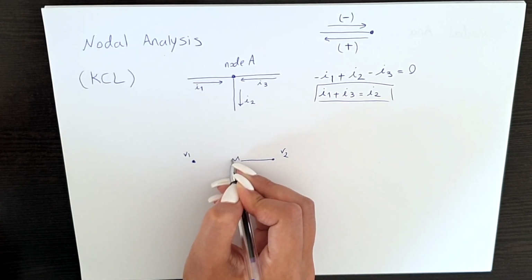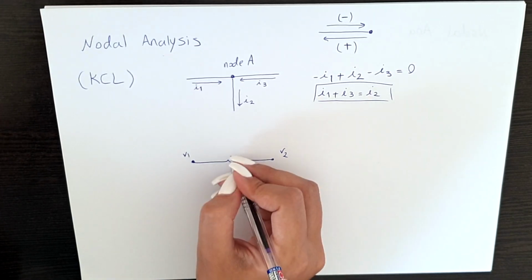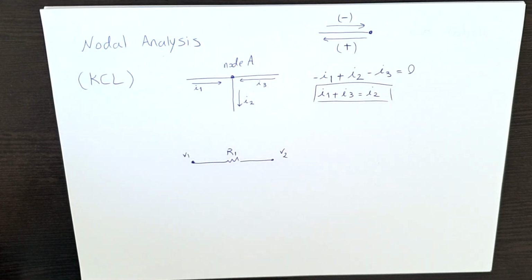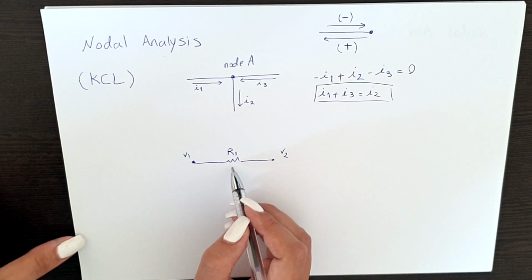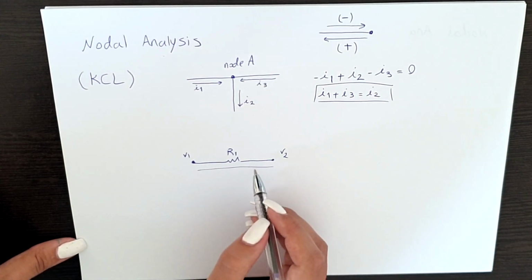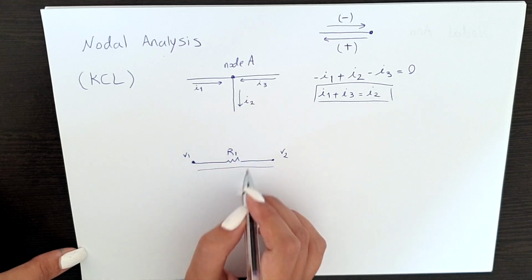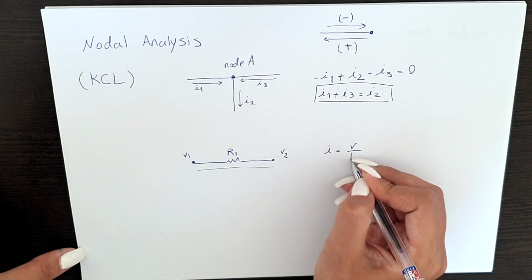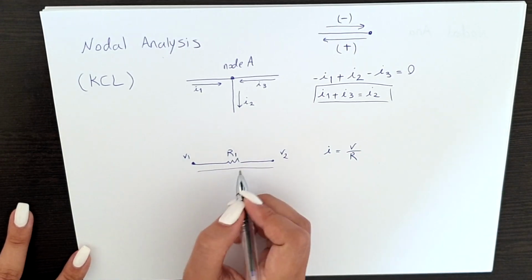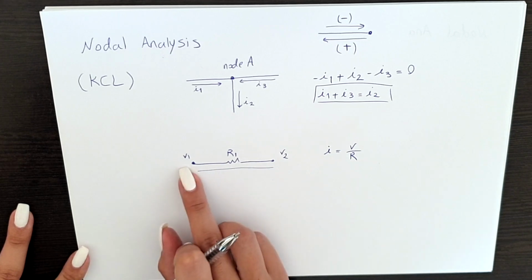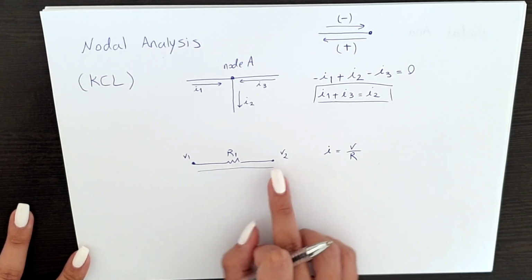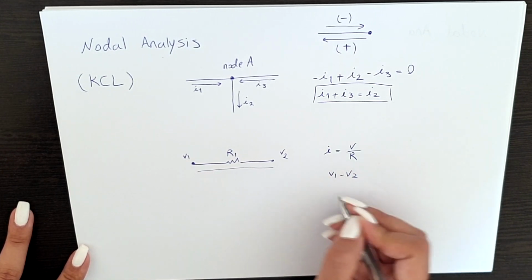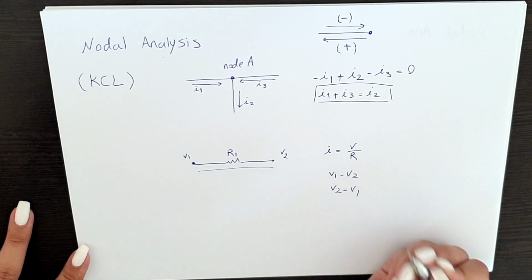Let's say in here we have V1, we have V2, and we have one R1 in between, this resistance in between. What do we know? If we want to find the current here, what do we know about current? We know that I is equal to V over R already. Here we have our R, but what is the V in between? We know the V1 at this node, we know the V2 at this node, but what is the V in between? V in between is V1 minus V2 or V2 minus V1.